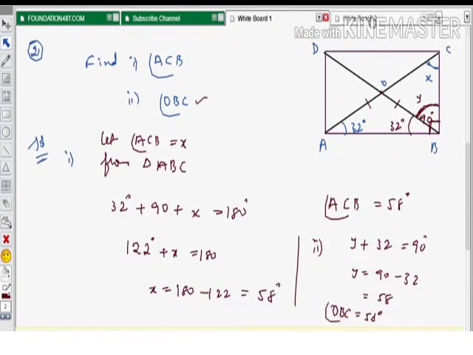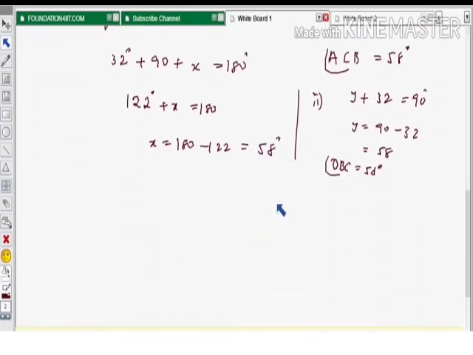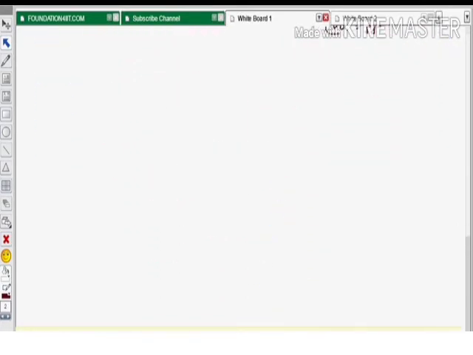And see one more sum. In the adjoining figure, ABCD is a rhombus. I'll take one rhombus diagram.